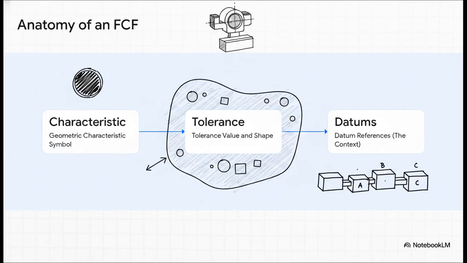Now, you literally read a feature control frame just like a sentence, reading straight from left to right. First up, you've got the geometric characteristic symbol. That's basically your verb, telling you what kind of control is happening. Then you hit the tolerance value and its shape, your adjective describing how big the tolerance zone actually is. And finally, on the right side, the datum references. That's the context, telling you exactly what you are measuring this feature against.